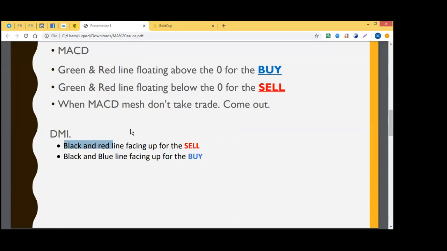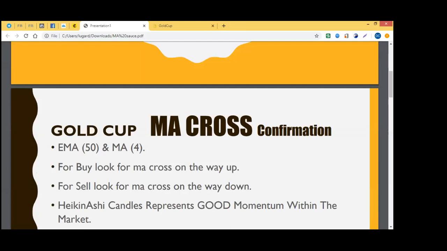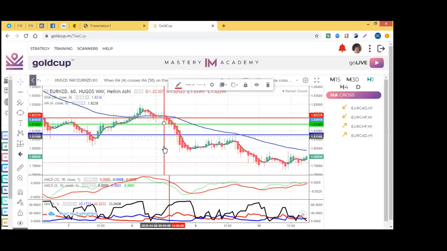Red and the green line facing down on your MACD, red and the black line facing down for your DMI, green and the red line coming below for your MACD, and then you want to see your Aiki candle, and you want to see your MA crossing down, okay? So let me go over that confirmation again.